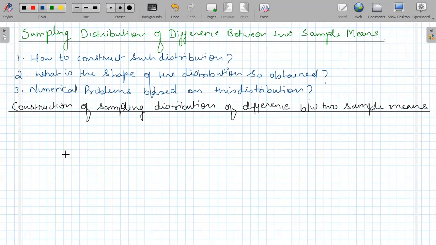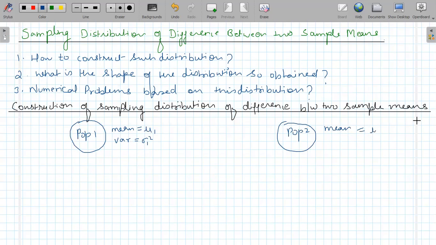So let we have two populations. One is population number 1 having mean equal to mu1, variance equal to sigma 1 square, and population number 2 having mean equal to mu2, variance equal to sigma 2 square.